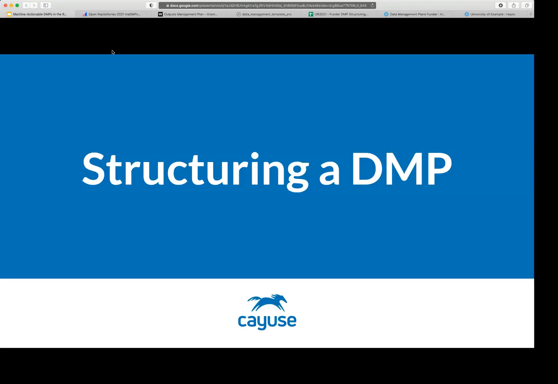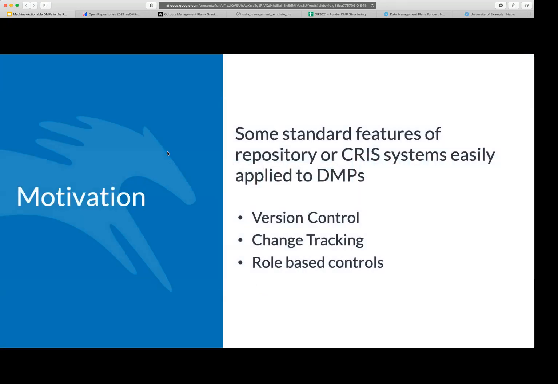So we flip back to our slides here. Sorry. And the last part of the motivation is that standard features of a CRIS or repository system lend themselves to data management plans, or machine actionable data management plans, really, really well. So some of these standard features you get in a CRIS system are version control, change tracking, and also role-based controls and permissions.